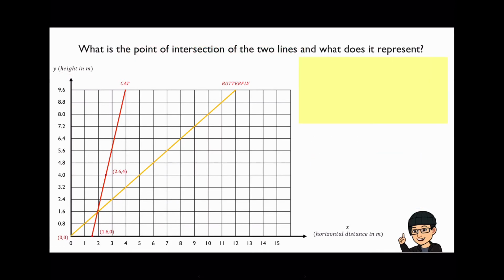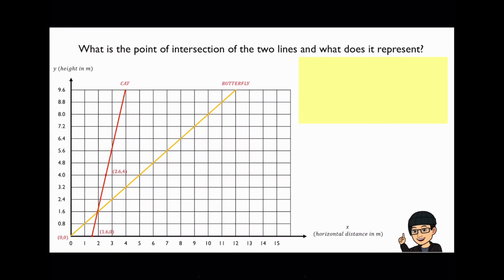The next question wants us to find the point of intersection of the two lines that we've drawn. It also wants you to explain what the point of intersection means using the scenario that's given to us. In this particular question, it's not asking you to solve for the point of intersection algebraically, meaning using simultaneous equations.